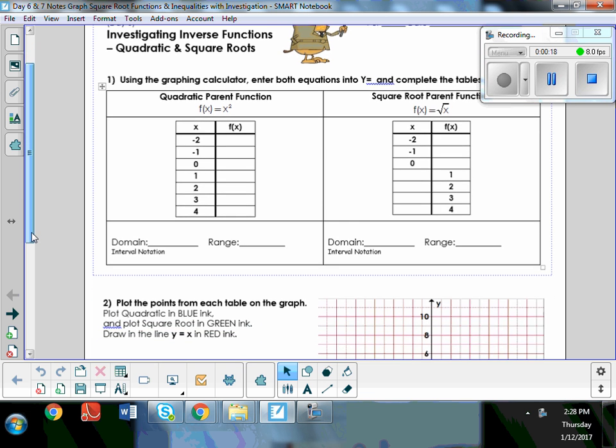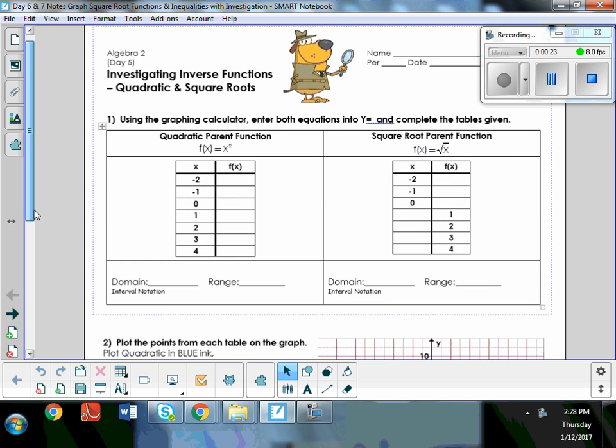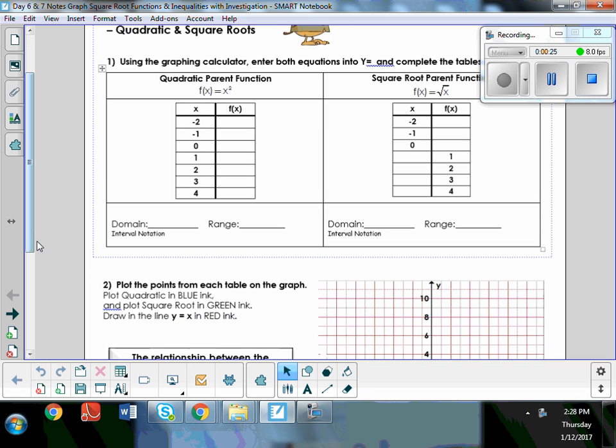So it says use your graphing calculator. You're going to enter both equations into y equals and complete the tables given. So go ahead and if you have a calculator, enter your y equals x squared. So when your y equals enter x squared. If you need one, they're right here on the table.